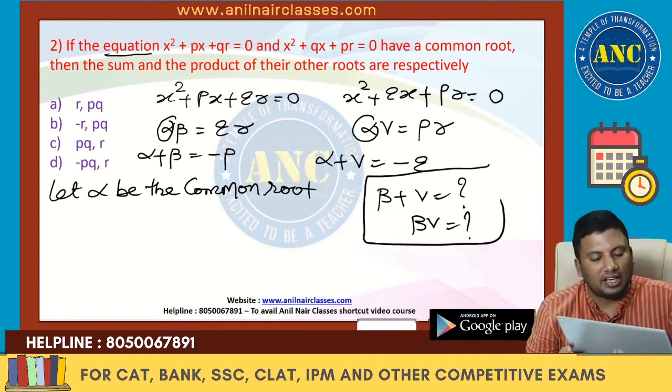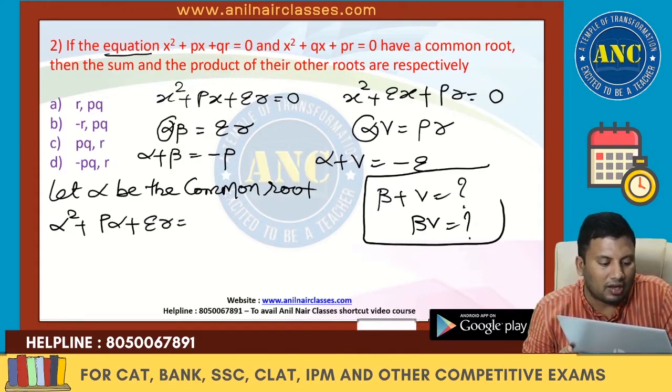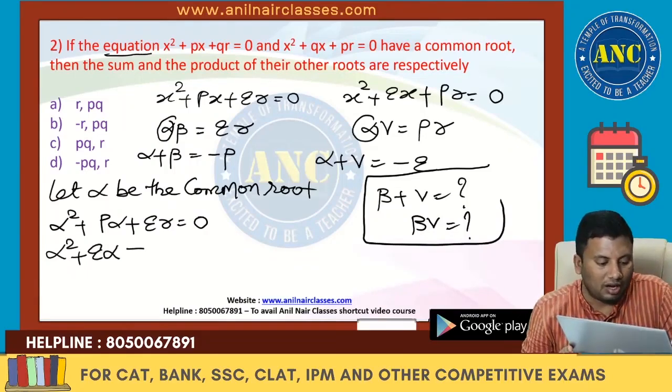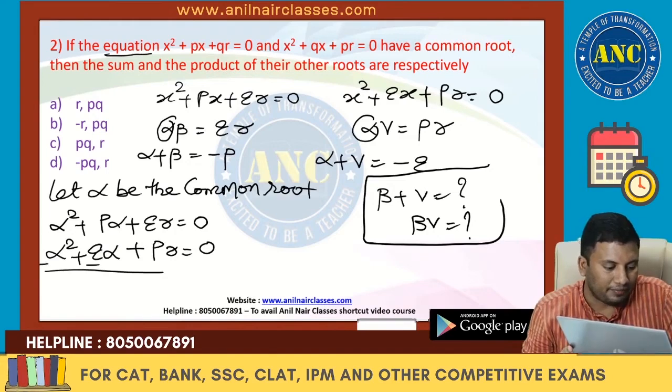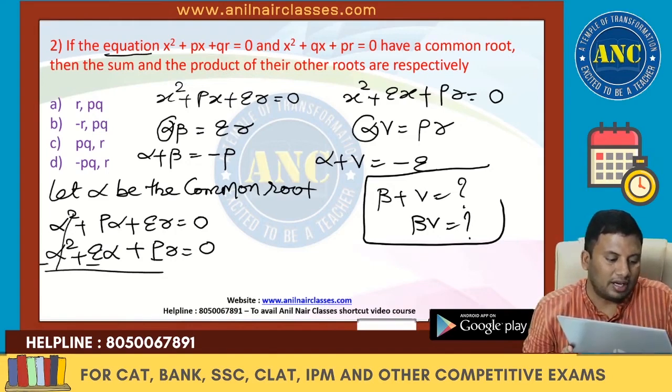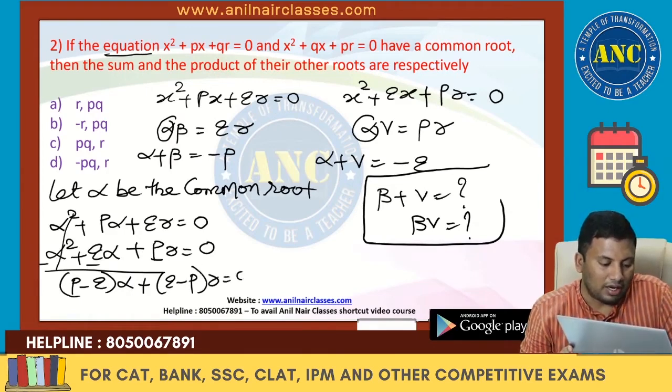If alpha is a root, it will satisfy the equation alpha square plus p alpha plus qr equivalent to 0. Alpha is also the common root for the second equation: alpha square plus q alpha plus pr equivalent to 0. Subtracting, alpha square minus alpha square, (p minus q) into alpha plus (q minus p) into r equivalent to 0.